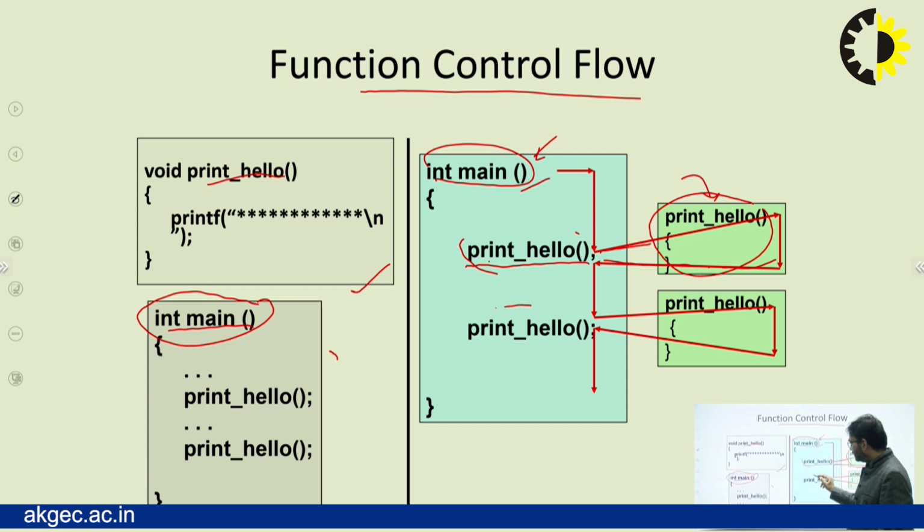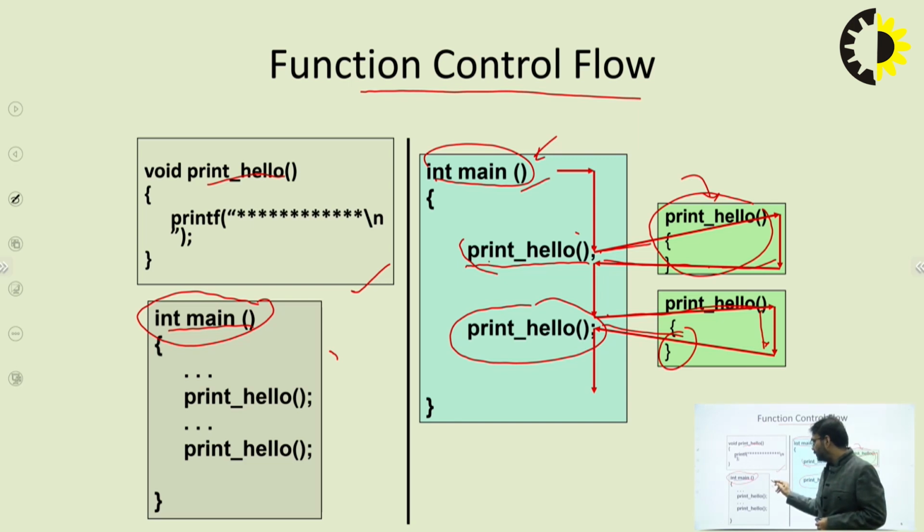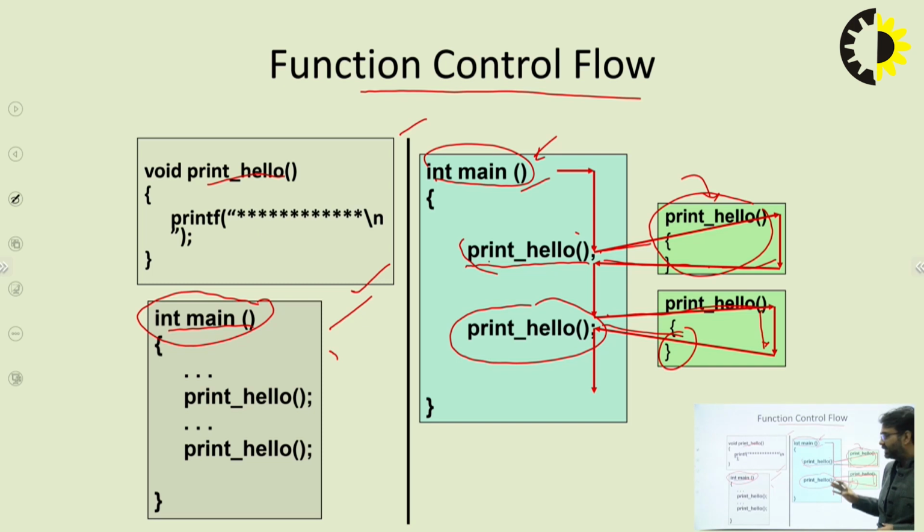Again, the main function calls the print hello function. Again, the control will transfer to the print hello function. The print hello function performs its designated task and returns back to the main function. This way, the control flows among the different functions. So first of all, we need a main function. After that, we can have multiple functions to perform designated or specific tasks. The execution will always start from the main function. Then in main, we can call functions many times.